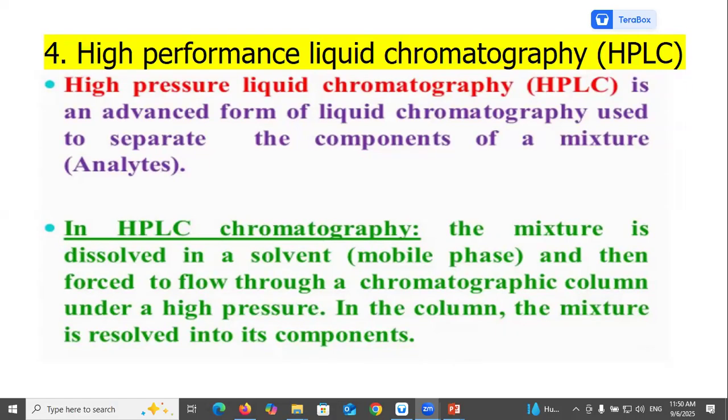Okay, high performance liquid chromatography. High pressure liquid chromatography, or high performance liquid chromatography, HPLC, is an advanced form of liquid chromatography used to separate the components of the mixture analyzed. In HPLC, the mixture is dissolved in a solvent, the mobile phase, and then forced to flow through a chromatographic column under high pressure. In the column, the mixture is resolved into its components.